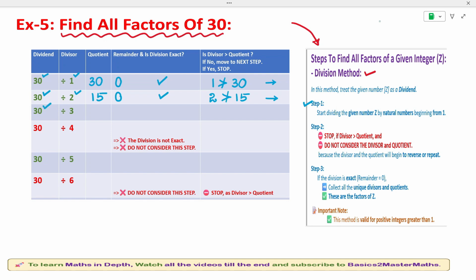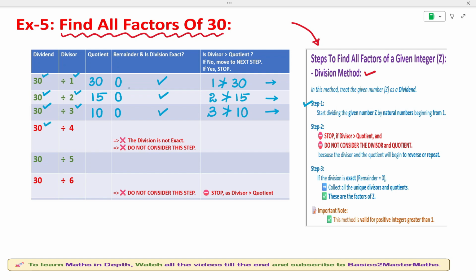When we divide 30 by 3, we get 10 as the quotient and 0 as the remainder. So, this division is exact. In this case, the divisor 3 is not greater than the quotient 10. So, move to the next step.